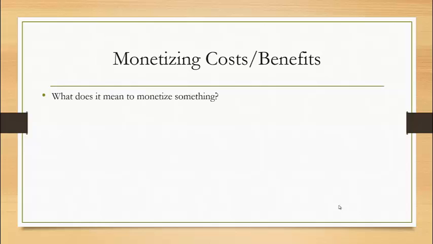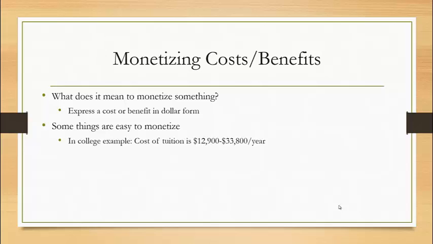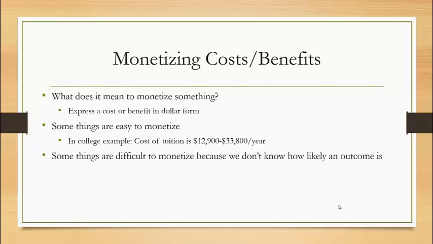So, as I've just mentioned, what monetization means is that we express a cost or benefit in dollar form. The reality, though, is that some things are really easy to monetize. So let's continue on with our example of college. The cost of your tuition, depending on whether you are an in-state or out-of-state student, is between about $13,000 and $34,000 a year. Okay, that cost is very straightforward. That is, when the bursar sends you a bill, you pay that bill. If you don't pay the bill, you get kicked out, right? That's a very straightforward monetized cost.